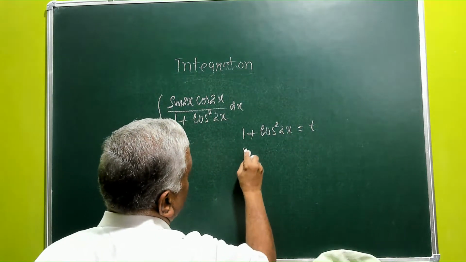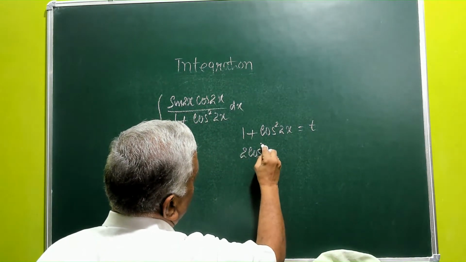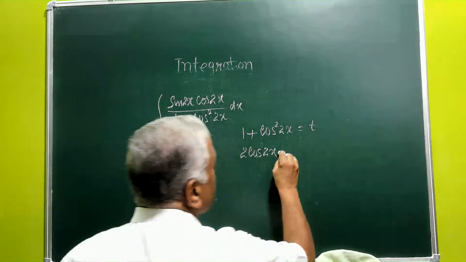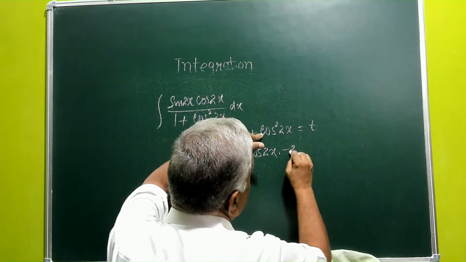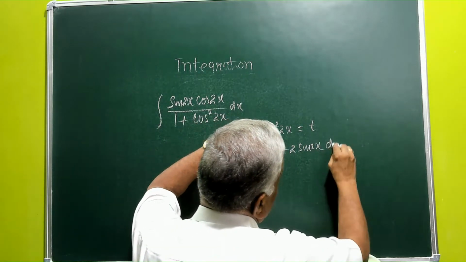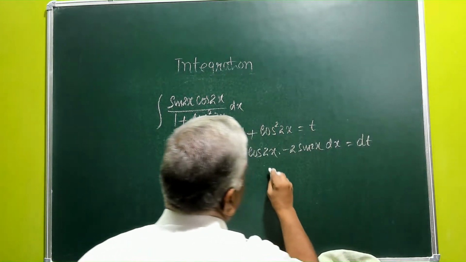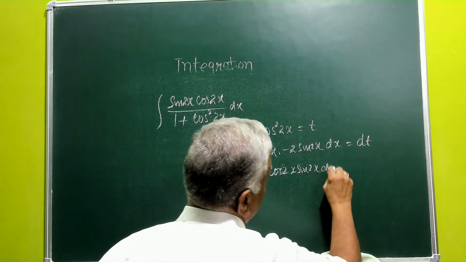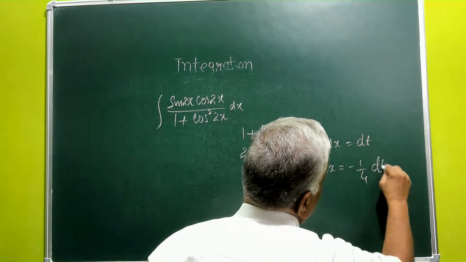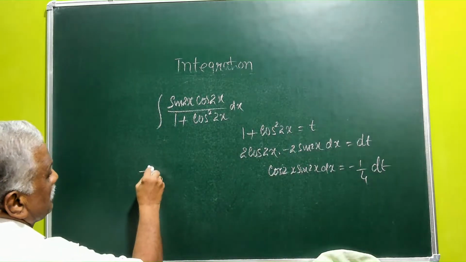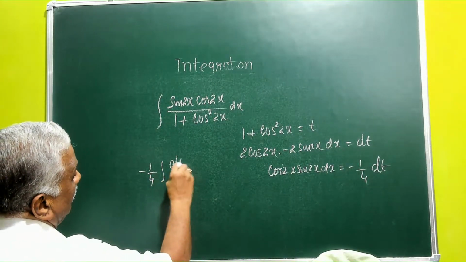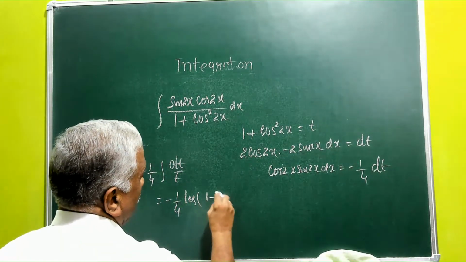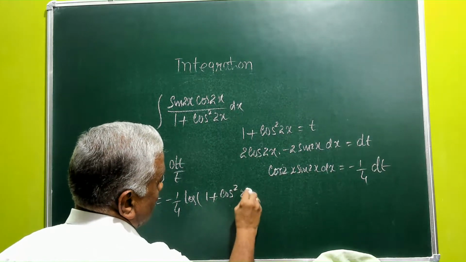So what is the differential of this? Because of the chain rule, 2 cos 2x, and then if you differentiate cos 2x also, you get minus 2 sin 2x dx is equal to dt. So cos 2x sin 2x dx is minus 1 by 4 dt. Very simple problem to realize. So this is minus 1 by 4 dt by t, that is minus 1 by 4 log of 1 plus cos square 2x.